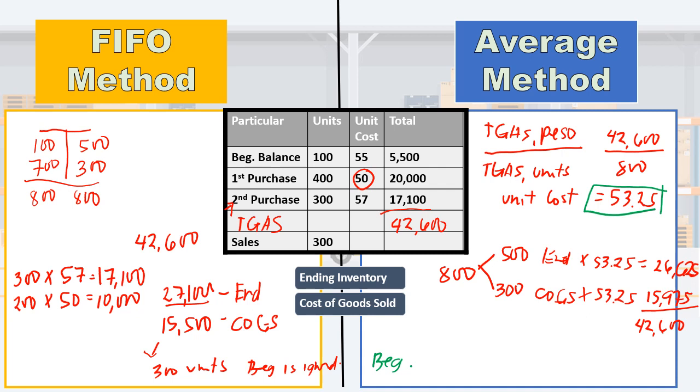While sa average method, sinasama natin yan sa computation kasi pinaghahalo po natin yung mga cost ng beginning inventory at the same time yung current purchases. So, same concept applies dun sa ating process costing. Tandaan, ang pinakaiba po nila talagang major difference is the treatment of the beginning inventory. Sa FIFO method, ini-ignore na po natin ang beginning inventory, while sa average method ay sinasama po natin yan sa computation ng unit cost.